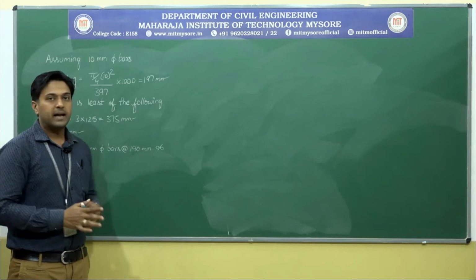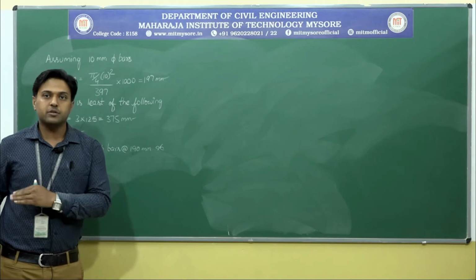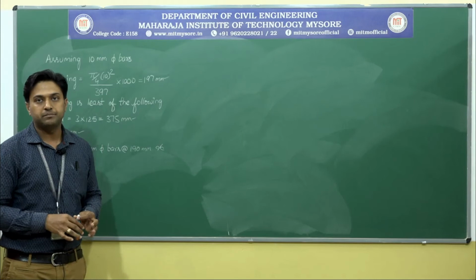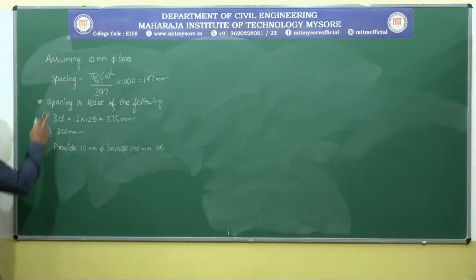Okay. So anyhow, as I am having that particular value in my book, it will be easy for me to take the value. So that's why I am taking 190 mm. Okay. So now I am done with the middle portion. Now still I am left out with the support portion.